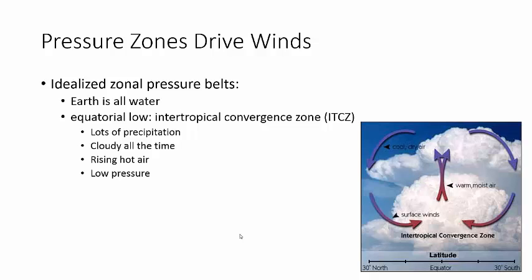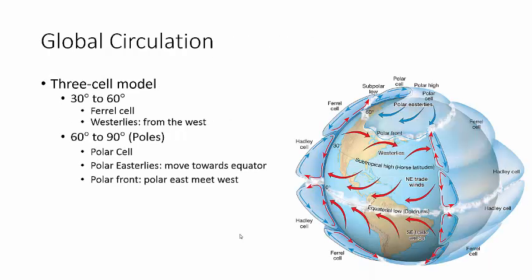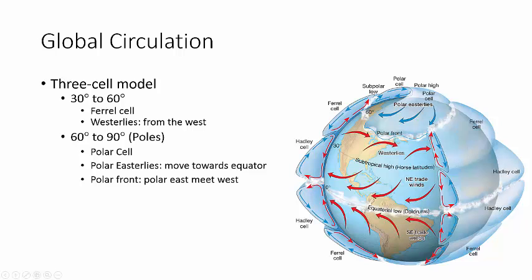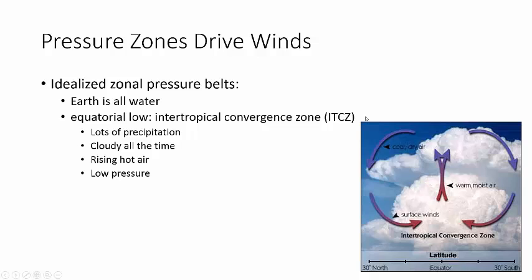Alright, so we just finished talking about the cells, right? We had, let me go back there, the Hadley cell, the Ferrel cell, and the polar cell. Now, you'll notice on here it says something about an equatorial low, subtropical high, and subpolar low. Sorry, subpolar low right there. So let's talk about what those are.